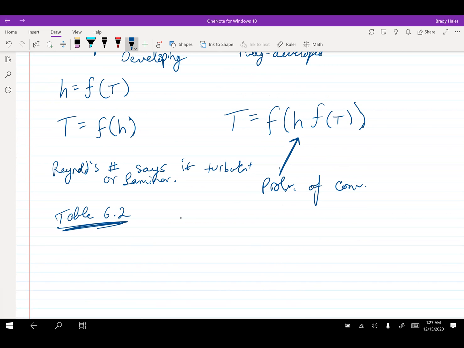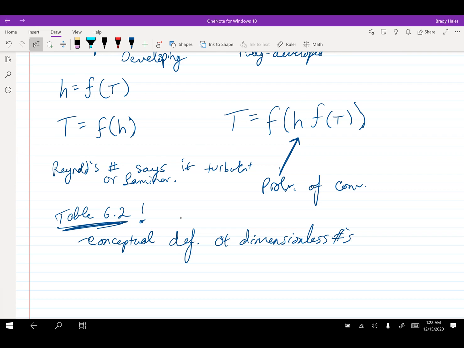So I would encourage you to look at table 6.2 because this gives good conceptual definitions of dimensionless numbers, right? For example, the Biot number, ratio of the internal thermal resistance of a solid to the boundary layer thermal resistance, right? Friction factor, dimensionless pressure drop for internal flows. Mach number, ratio of velocity to speed of sound. Nusselt number, the ratio of convection to pure conduction heat transfer. Prandtl number, ratio of momentum and thermal diffusivities, right?